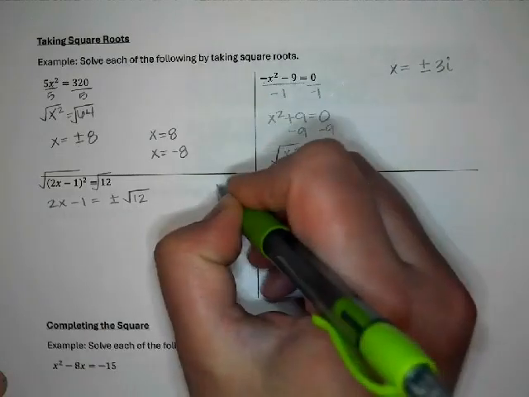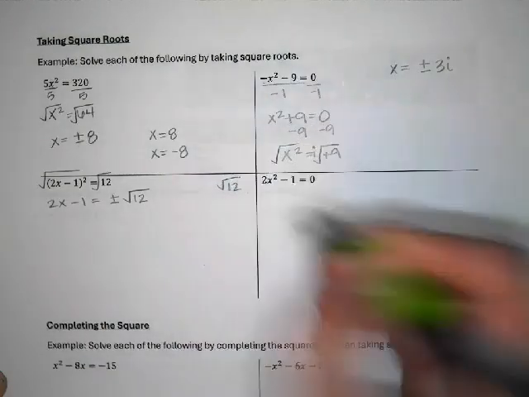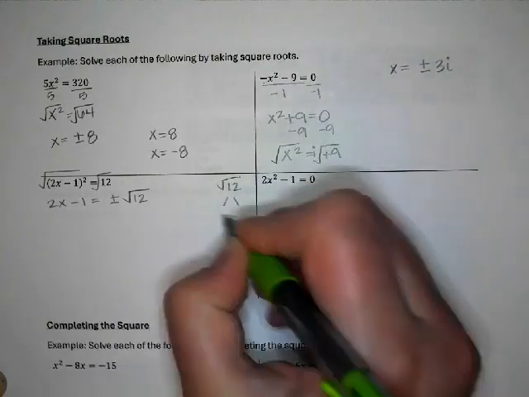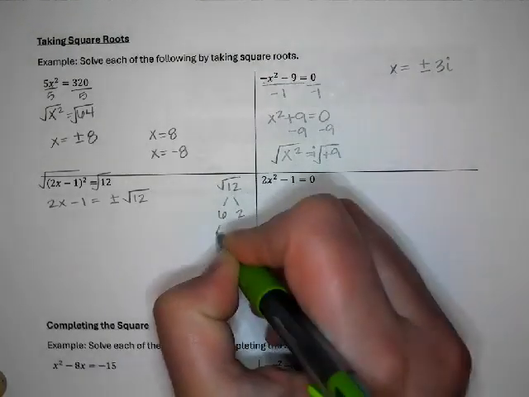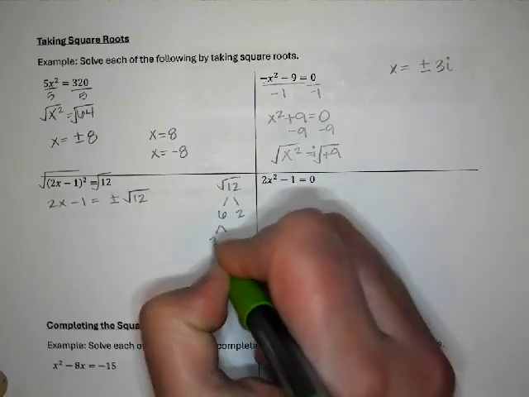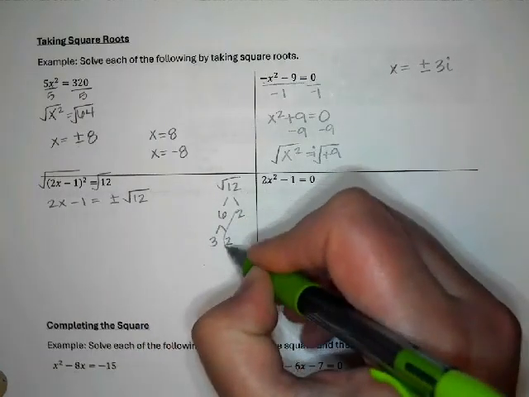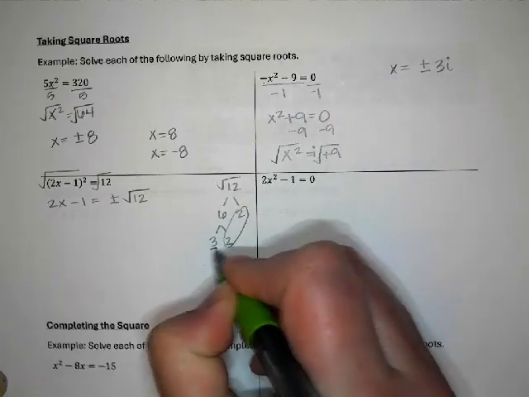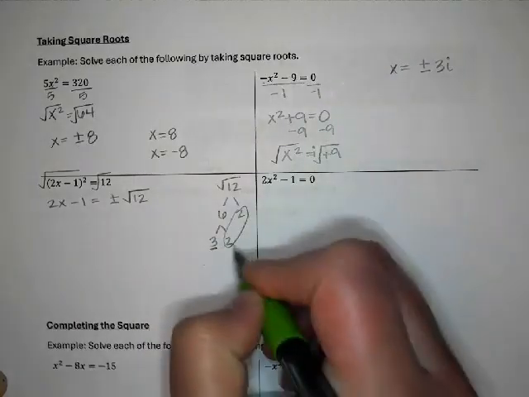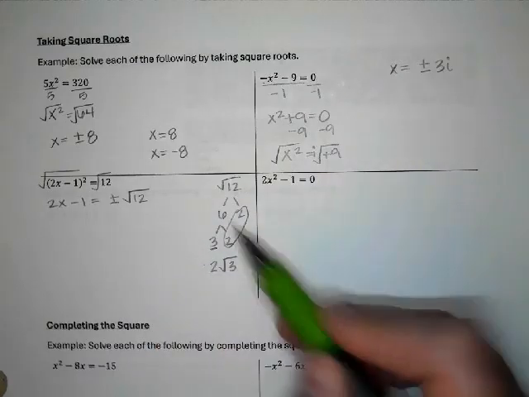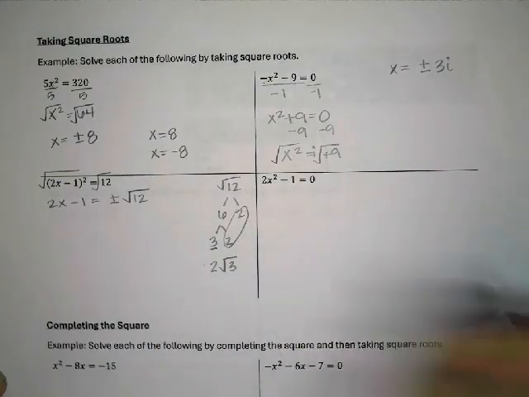So square root of 12, I'll do a factor tree. 12 is 6 times 2. 6 is 3 times 2. So this is a pair of 2's and a leftover 3. So root 12 and 2 root 3 are the same thing.